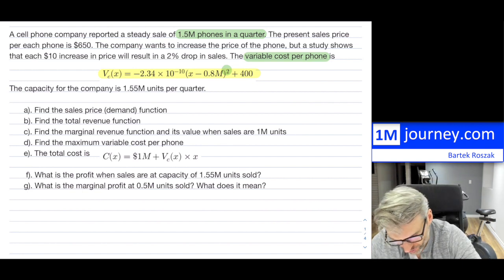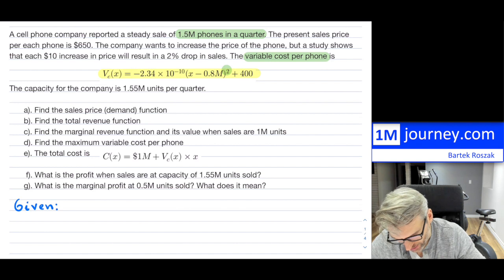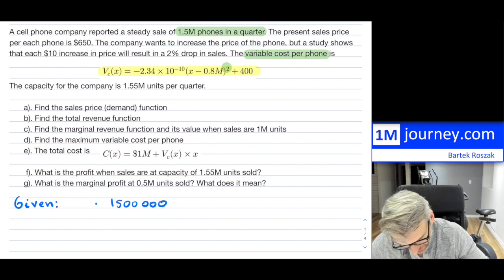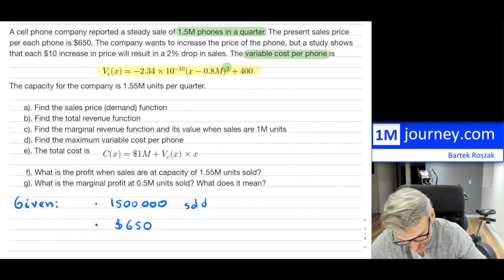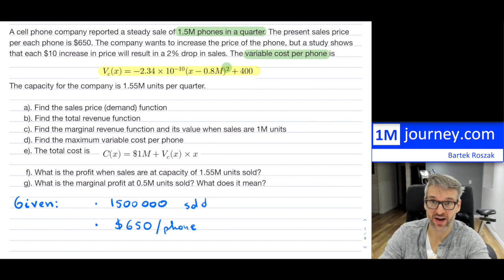Now, I'm going to start writing this down as a set of givens for myself. So what do I know? Well, I know that they have sold 1.5 million phones in a quarter. So that's how many phones are sold. I know that the price, if they sell this much, is $650 per phone. So that would have been my sale price at that volume, at the 1.5 million.